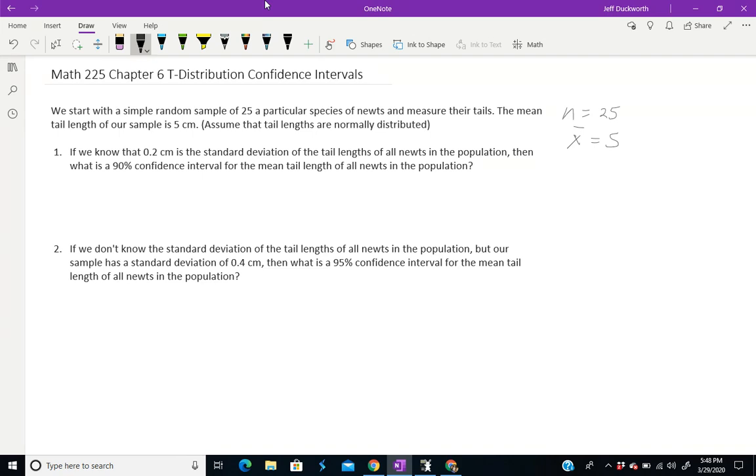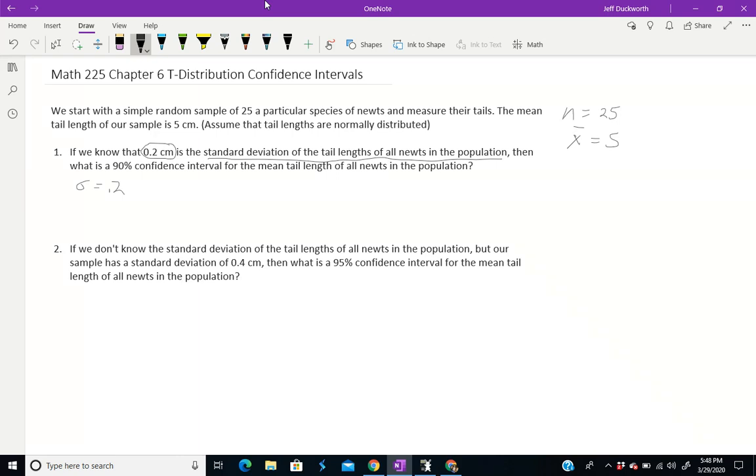If we know that 0.2 centimeters is the standard deviation of the tail lengths of all newts in the population, then what is a 90% confidence interval for the mean tail length of all newts in the population? We're given sigma equals 0.2, because it's the standard deviation of all tail lengths of all newts in the population. So we use sigma, because sigma is our population standard deviation.